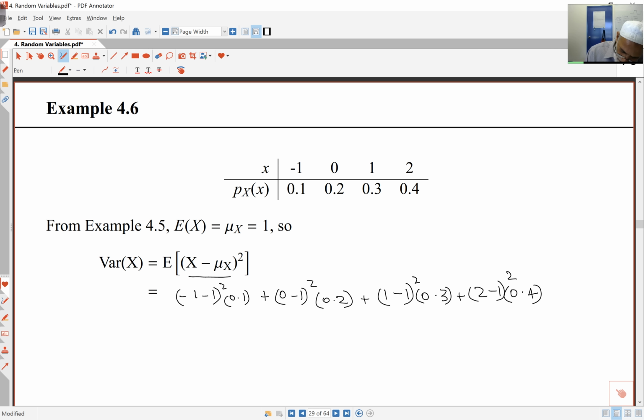So let me just add these up. That's 2 squared, that's 4, times 0.1 gives me 0.4. That's negative 1 squared, that's going to be 1 times 0.2. That's 0, so that's going to be 0. And this last one is 2 minus 1 squared, that's 1 squared, times 0.4 is 0.4. So I get that the variance is equal to 1. So sigma squared, the variance of x, is 1, and the standard deviation of x will also be 1. You can see this doesn't take too much work to calculate.